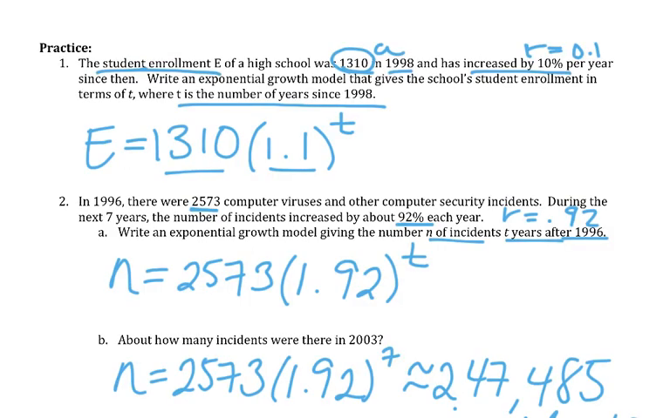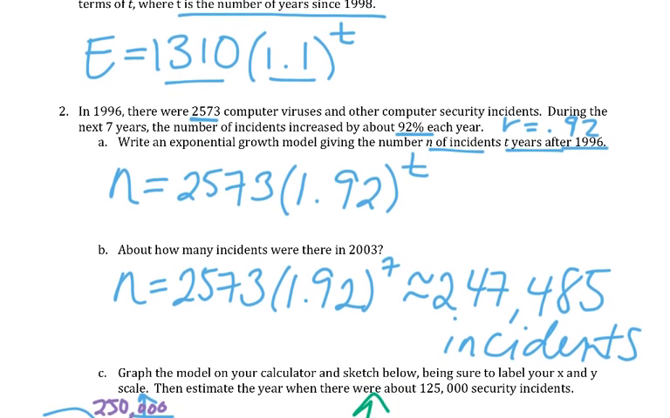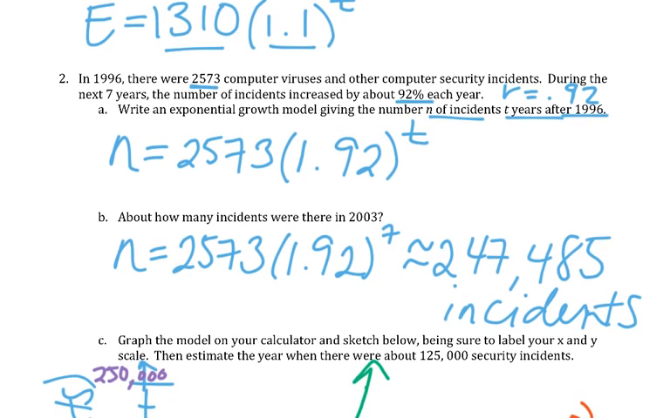Here are the answers for the practice problems. In 1, your equation is E, student enrollment, equals your initial amount, 1,310, times the quantity 1.1 to the t. So 1.1 is 1 plus your r value. In number 2, you have n equals 2,573 times 1.92 to the t power. How many incidents were there in 2003? Well, if you plug in 7 for t, the number of years after 1996, you get about 247,485 incidents. Make sure you're labeling what it is you're finding.